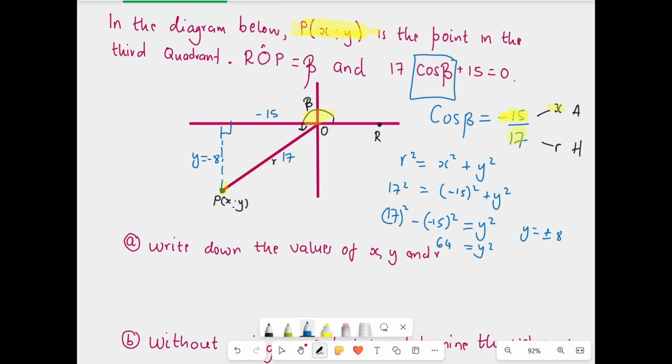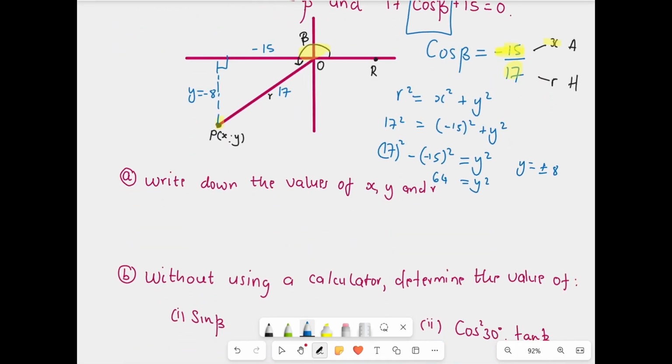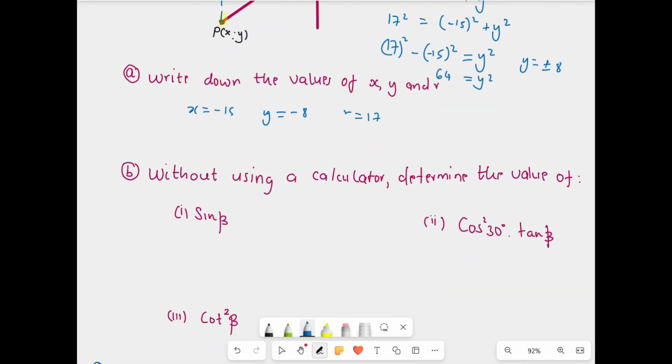Remember, once we have your x, your y, and r, you can now answer any question. So now let's see. The first question is, write down the values of x, y, and r. So we said our x is negative 15, our y is equal to negative 8, and our r is equal to 17. And then we are done with A. And then let's move to B.